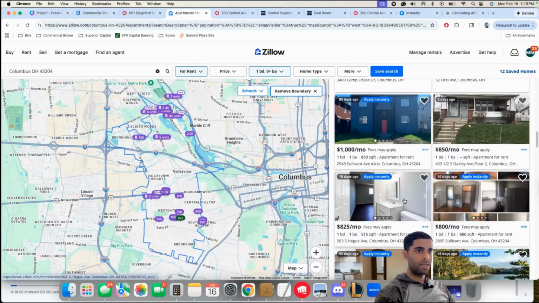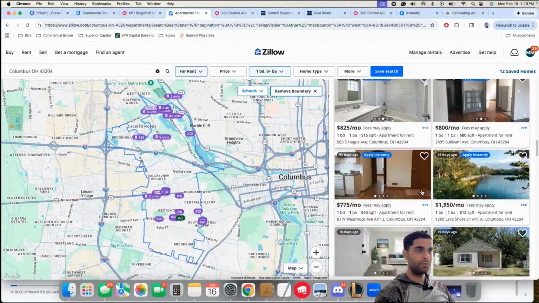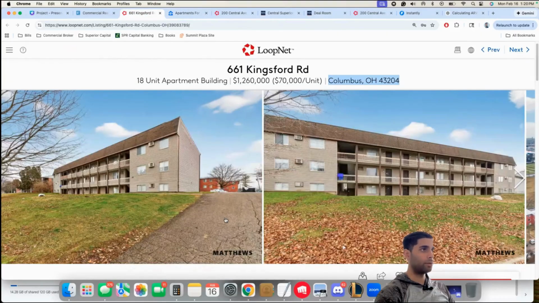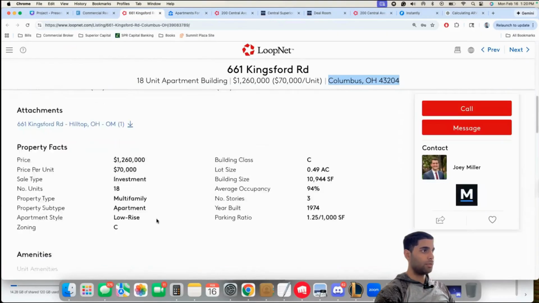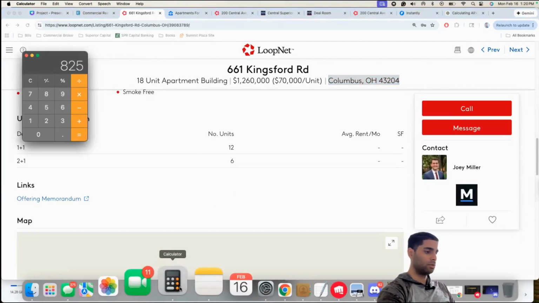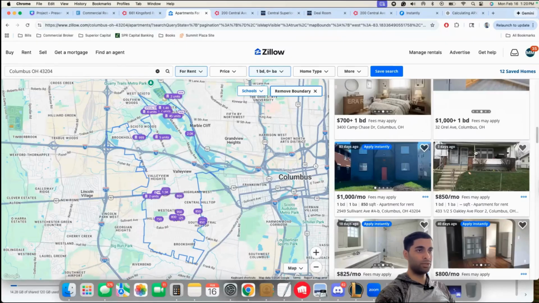That's kind of all over the place, but I feel pretty comfortable at the 800 mark. This is a C class that looks pretty outdated, and they're getting 800, 825. Yeah, so I'm going to use 825. I feel pretty confident at 825. So I'm going to do 825 times 12. That's 9,900. I need to figure out how much the two bedrooms go for.